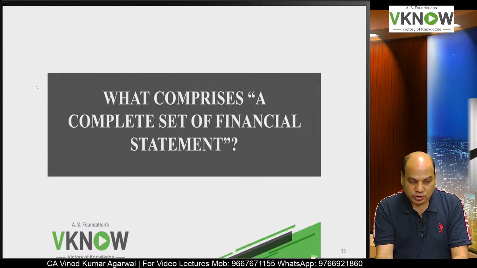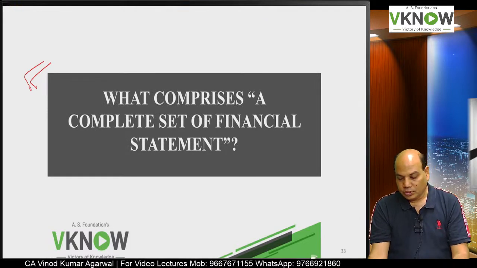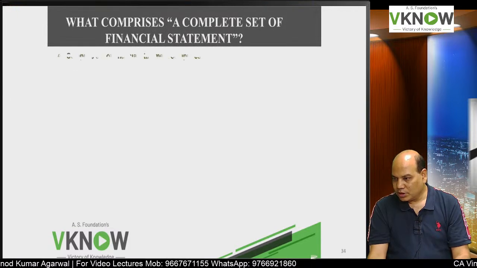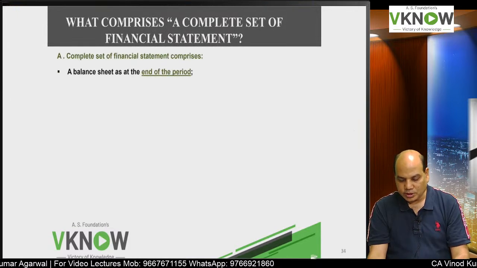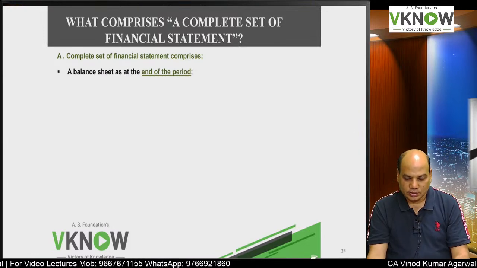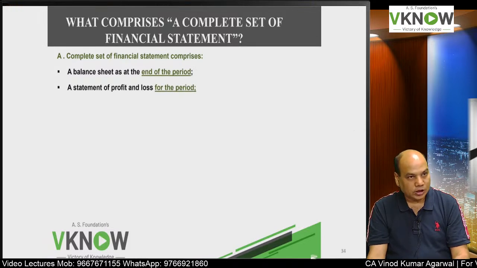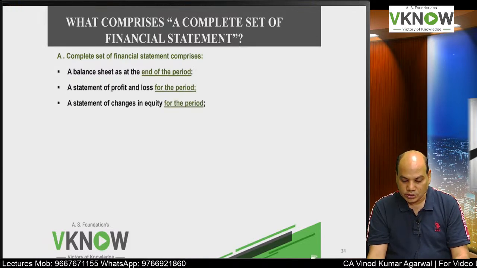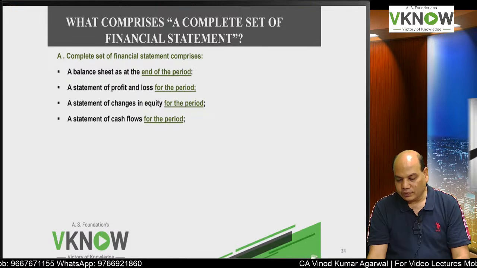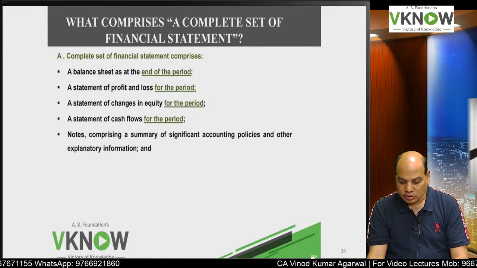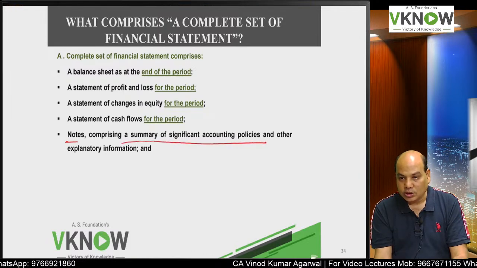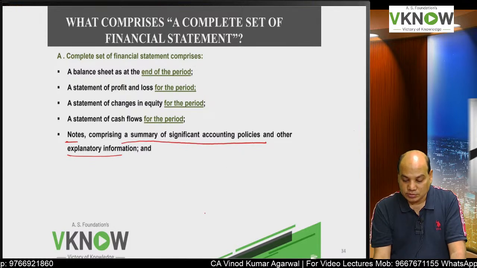Next question, a theory question, tick mark for exam purpose. What comprises a complete set of financial statements? A complete set of financial statements will comprise a balance sheet as at the end of the period, a statement of profit and loss for the period, a statement of changes in equity for the period, a statement of cash flow for the period, and notes which will contain a summary of significant accounting policies and other information.